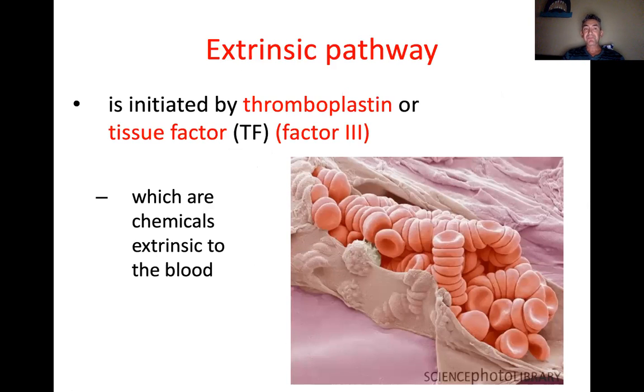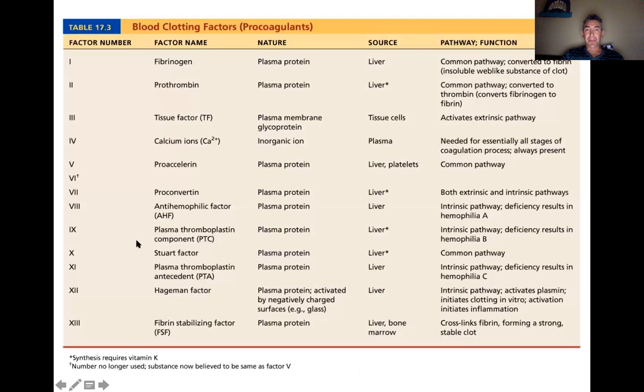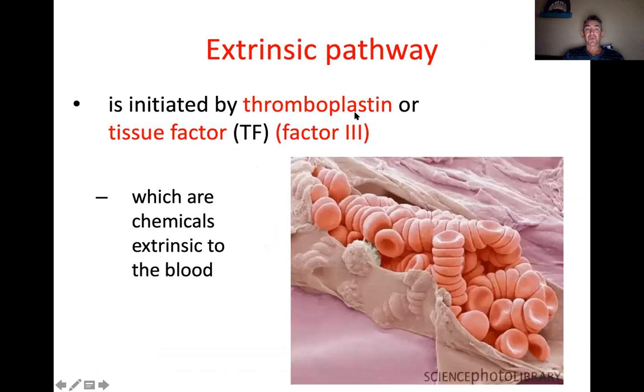The extrinsic pathway is initiated by thromboplastin or tissue factor, factor 3. That's the actual activator of the extrinsic pathway. And where do we get it from? From tissue cells. Normally these blood cells are not going to be exposed to stuff out here. So out here would be our tissue factor. Once these cells come into contact with cells they're not supposed to normally be in contact with, it triggers the extrinsic pathway. So clotting is initiated by a factor outside of the normal blood supply, blood vessel, bloodstream.